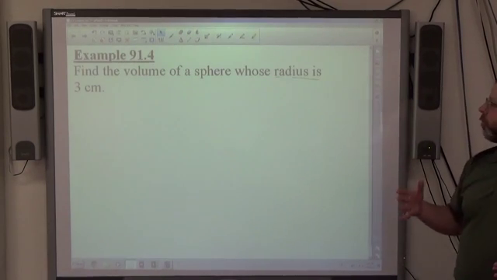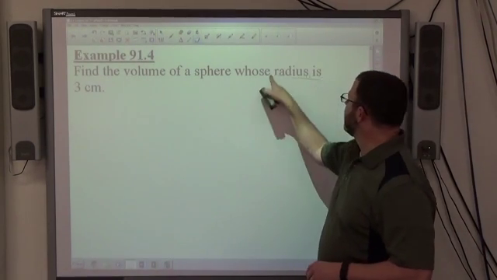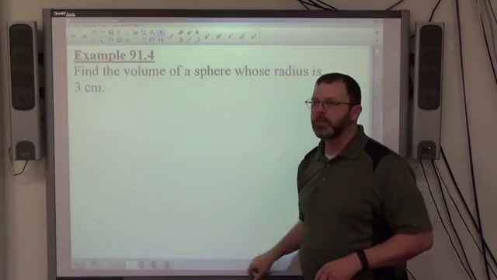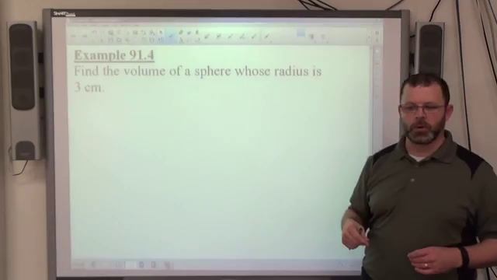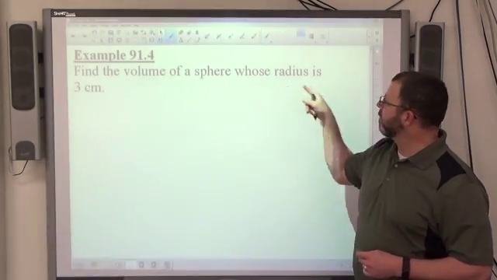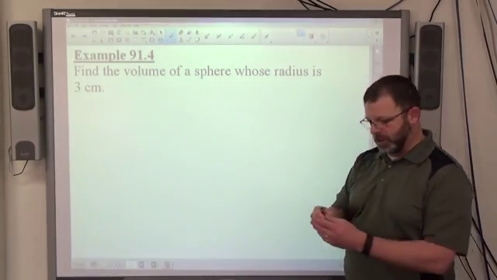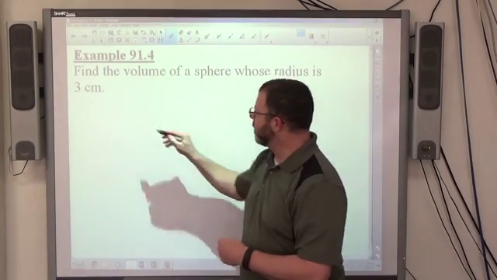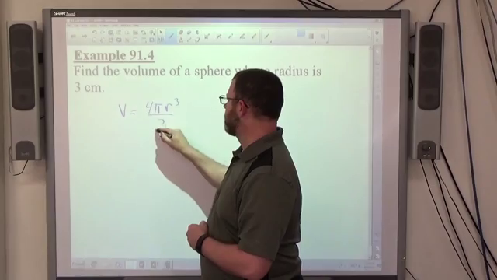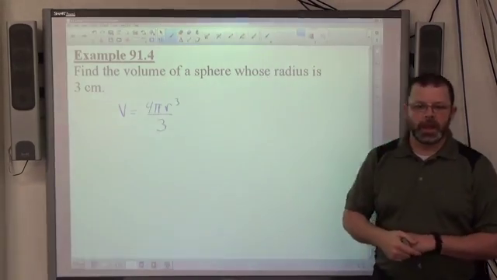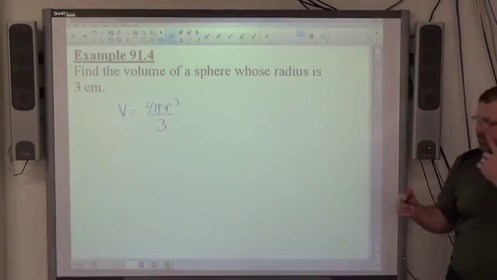As far as memorizing formulas, the easiest way I know to do that is anytime you have to look them up on a sheet, you write them down. So let's just pretend this is me doing this problem and I can't remember what the formula is for the volume of a sphere. Find the volume of a sphere whose radius is 3 centimeters. And I look on my sheet and I find, and it says volume equals 4 pi r cubed over 3. Okay, and I write it on my paper.